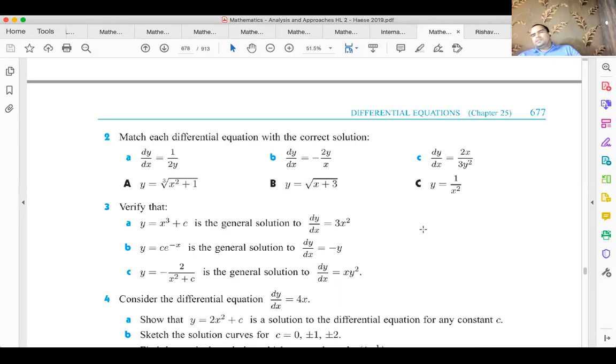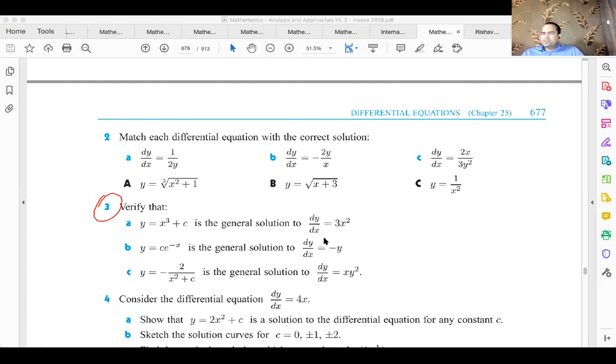So the first intention is to actually understand the basic differential equation key concepts, like how a particular equation fulfills a differential equation, and how we can work backwards to get the general solution of that equation. So let's say a simple example here is to verify that y equals x cubed plus c is a general solution of this equation.